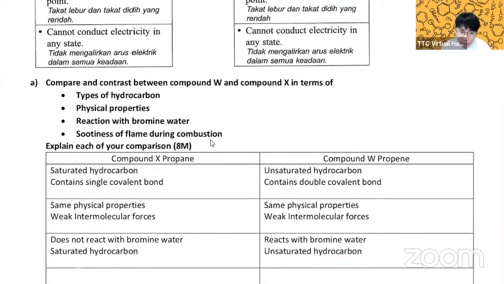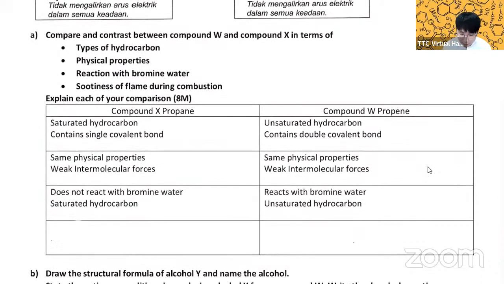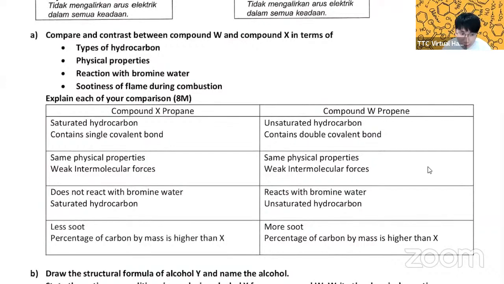Then lastly is combustion, the sootiness of flame. Which one should give you more soot? More soot means more black smoke. They both give you black smoke, but one gives more and one gives less. How do I know? It depends on the percentage of carbon. Alkene is more sooty, correct, because alkene has less H, so you have a higher ratio of carbon. So more soot for propene, less soot for propane, according to the percentage of carbon by mass.